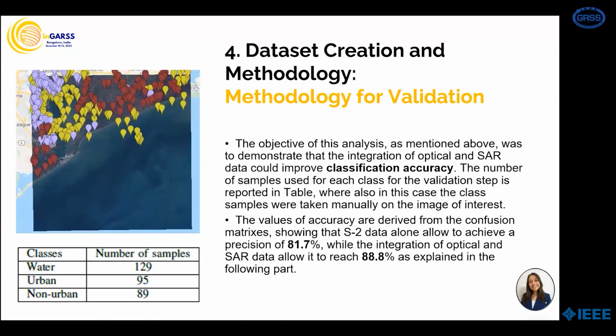For the validation, the table provides the count of samples utilized for each class during the validation step, which class samples are manually selected from the image of interest. The accuracy values are extracted from the confusion matrices. Sentinel-2 data on its own yields a precision of 81.7%. However, through the integration of optical and SAR data, precision improves significantly to 88.8%, as detailed in the following section.